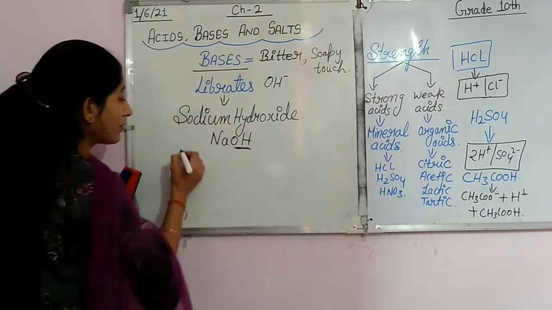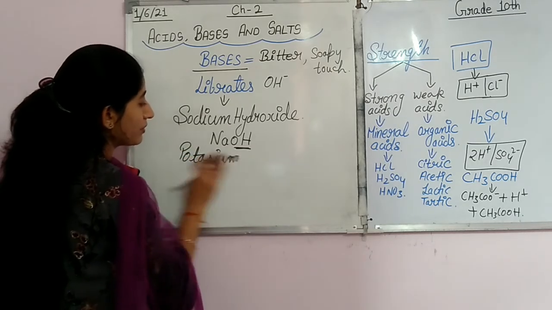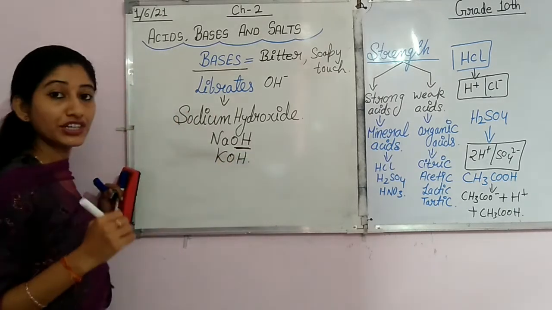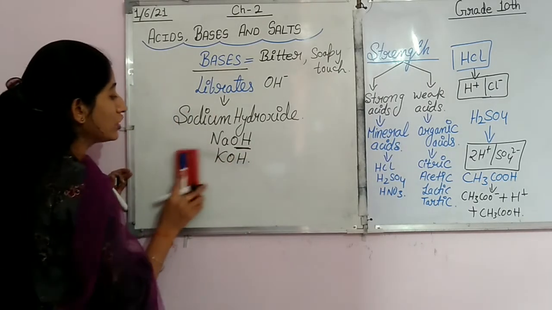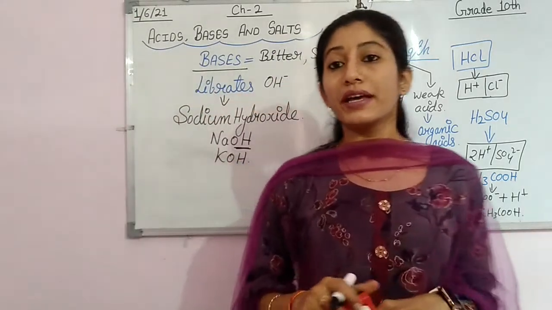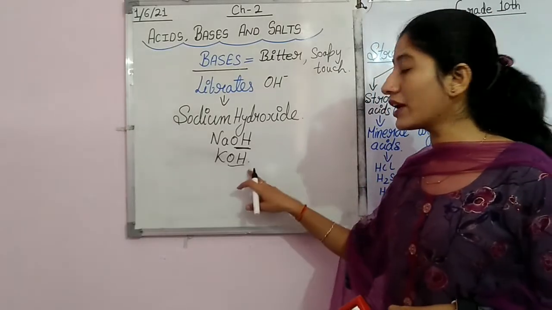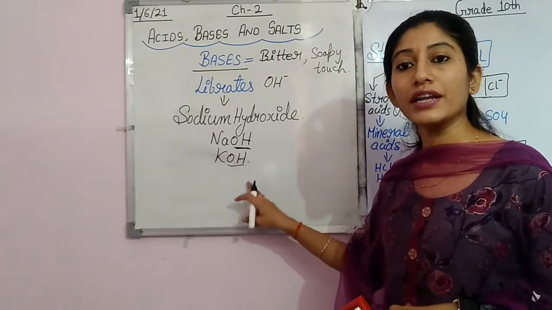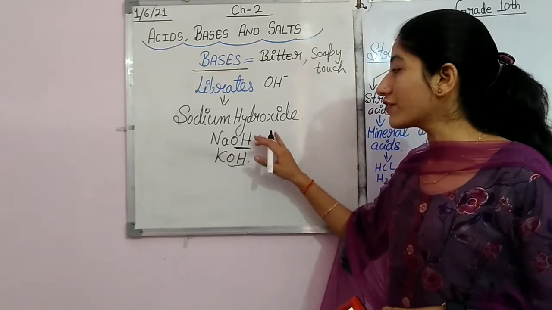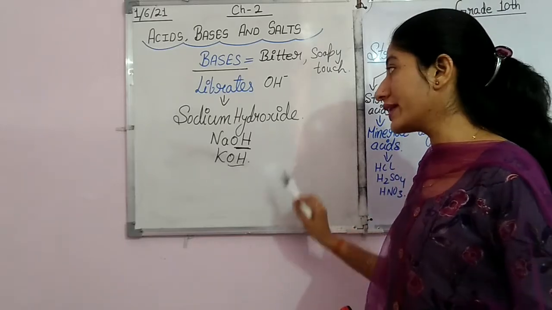Similarly, we have potassium hydroxide, simply written KOH. So what we can see, students, is that these bases, these substances, have OH, and they liberate their OH when dissolved in aqueous solution. Such substances which have OH, or which liberate OH on dissolving in aqueous solution, are called bases.